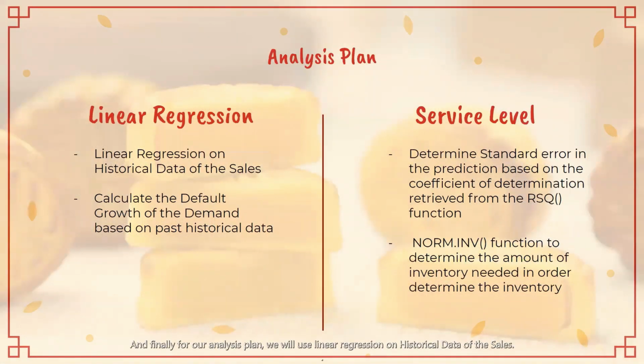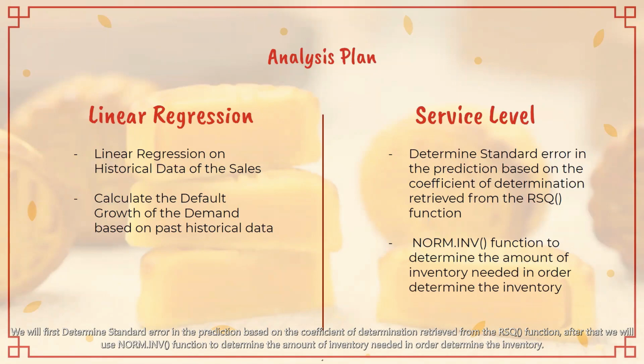And finally, for our analysis plan, linear regression will be used to calculate the historical data of the sales. It will be used to calculate the default growth of the demand based on past historical data. Afterwards, we will be using service level. We will first determine the standard error in the prediction based on the coefficient of determination retrieved from the R-square function. Afterwards, we will use the normal inverse function to determine the amount of inventory needed.